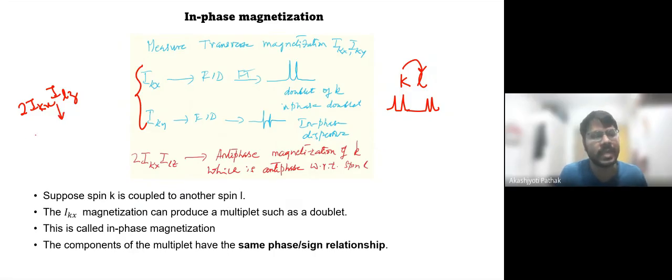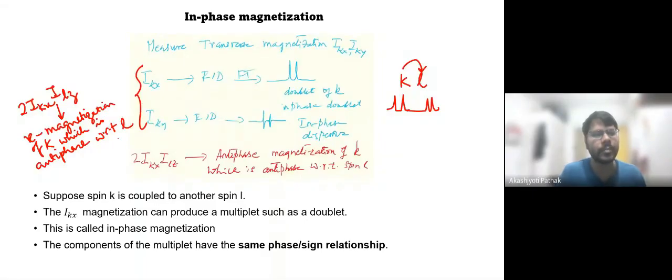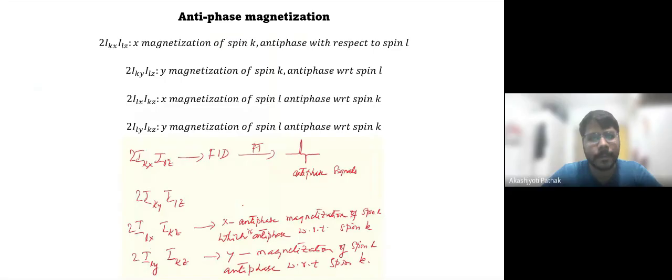So what does this mean? It means X magnetization of K, which is antiphase because you have LZ. It is antiphase with respect to spin L. So this is X magnetization of spin K, which is antiphase with respect to spin L. You can have several antiphase magnetization terms.